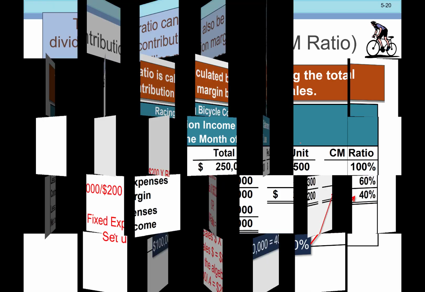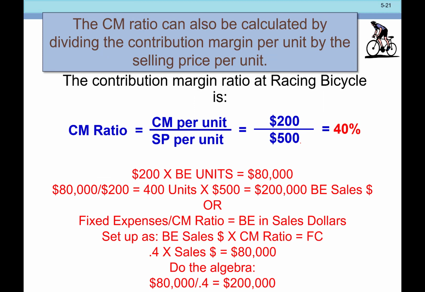All right, so you come over and you take a look at this example that we were looking at before, and remember our contribution margin was $200 per unit. Times the break even in units is set equal to the fixed cost. You do the algebra, you divide the fixed cost by the contribution margin per unit. My break even in units is 400, and if I want to turn that into dollars, I have to multiply that by the sales price per unit. So I have to take that extra step.